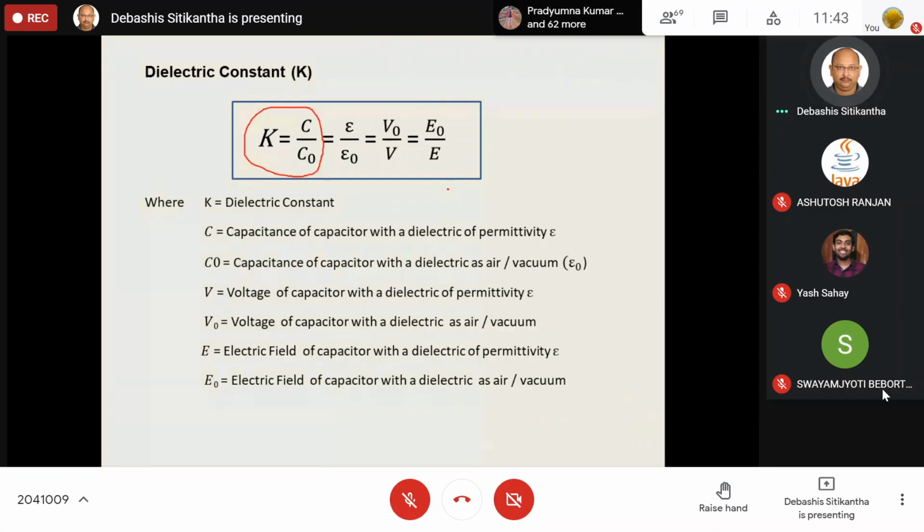Similarly, C0 is the capacitance of a capacitor with a dielectric medium which is either vacuum or air. Since in both cases the only change is in the permittivity, your K is also equal to epsilon by epsilon 0. Now we can also extend the expression: K is equal to V0 by V, which is also equal to E0 by E, the electric field with air as the dielectric medium divided by the electric field of a capacitor with a dielectric medium. You have to remember this expression because a lot of problems involve these types of expressions.